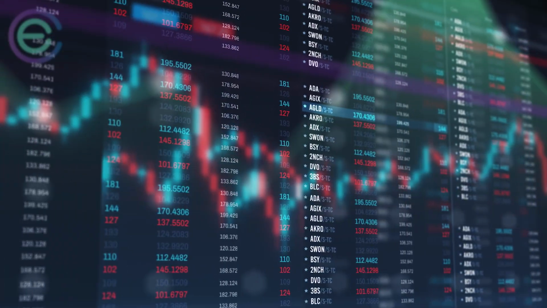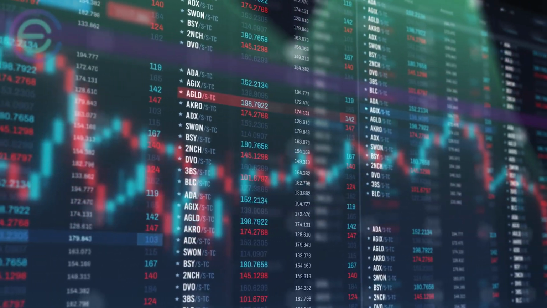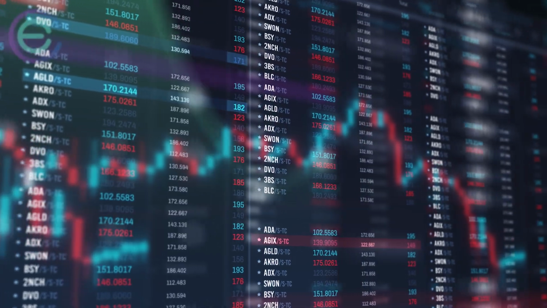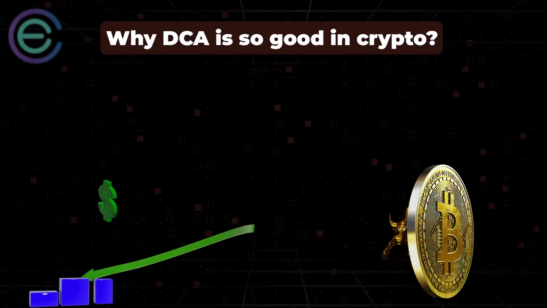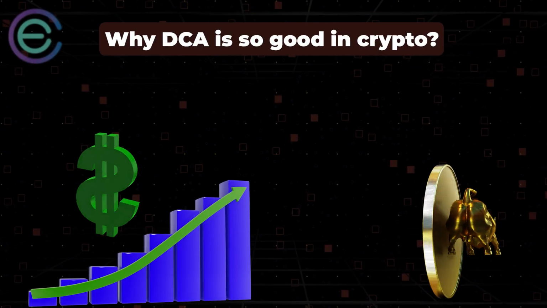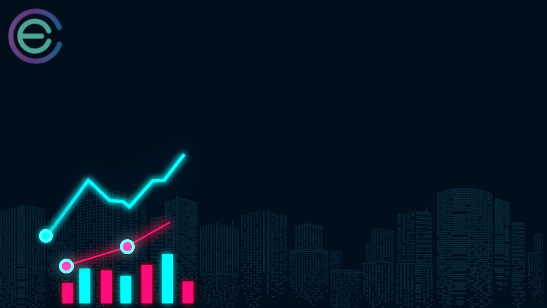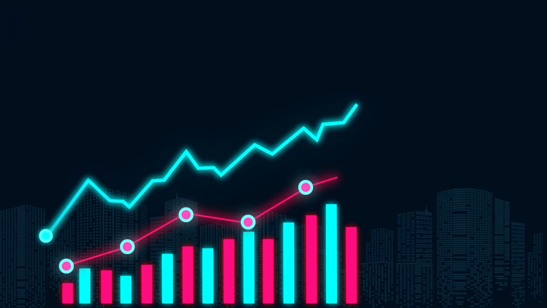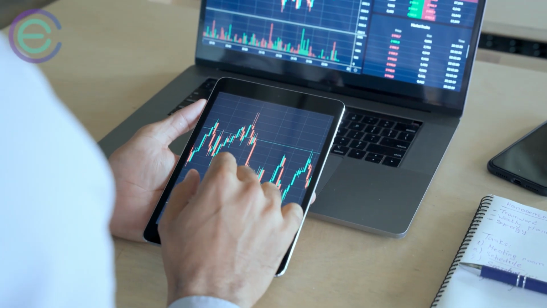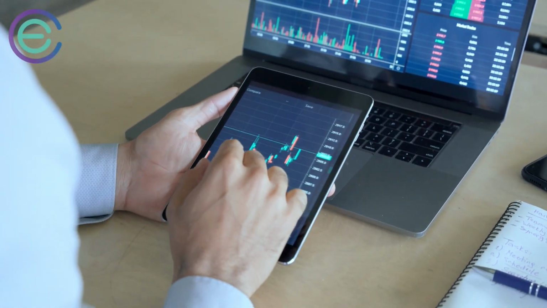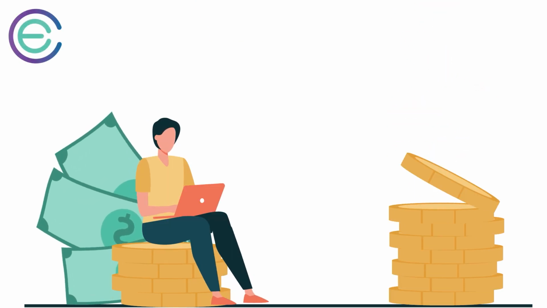If you wait until your company's stock price has risen substantially, you will have missed opportunities to buy at lower prices. Why DCA is so good in crypto. DCA helps to smooth out the volatility that is inherent in cryptocurrencies. By buying into an asset regularly, investors can average down their cost basis over time, which can help to increase profits when the asset's price eventually rises.